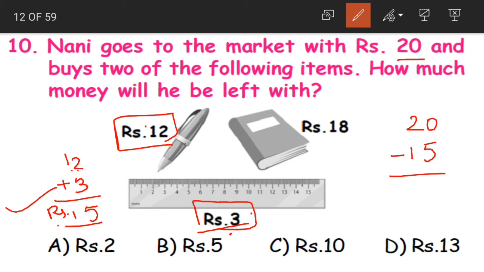Now how much money is left with him? We need to subtract 20 minus 15. 0 minus 5 is not possible, so borrowing, 10 minus 5 is 5, 1 minus 1 is 0. So 5 is our answer, children. 5 rupees. Yes, after buying the 2 items, the pen and the scale, Nani is left with 5 rupees. Option B.